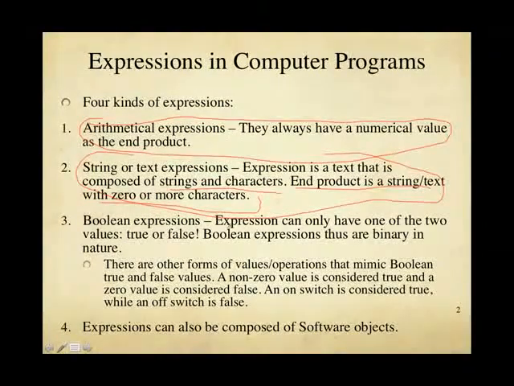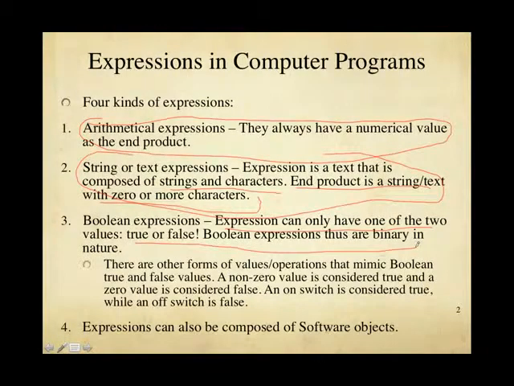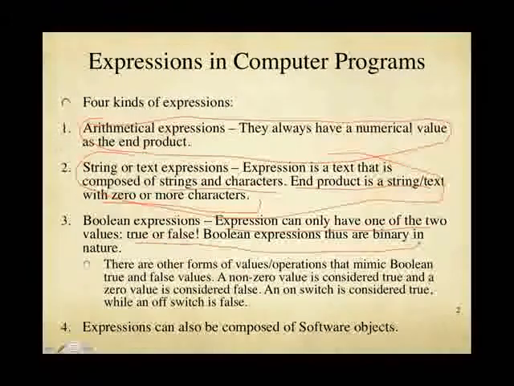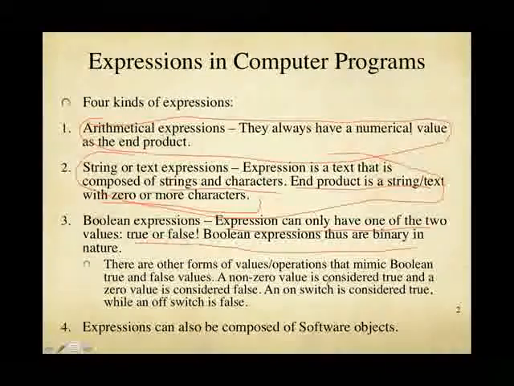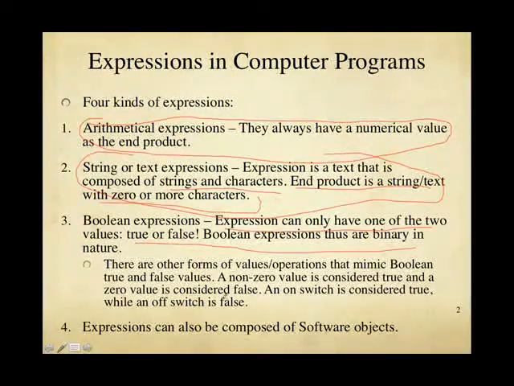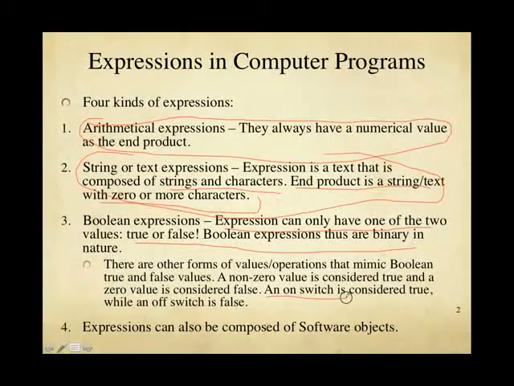Then we have Boolean expressions, which can only have two values, true or false. And Boolean expressions are therefore binary in nature. There are other forms that mimic Boolean true and false. A non-zero value is considered true, and a zero value is considered false. In circuit diagrams, an on switch is considered true, an off switch is considered false. Expressions can also be software objects, but we won't talk about them today.